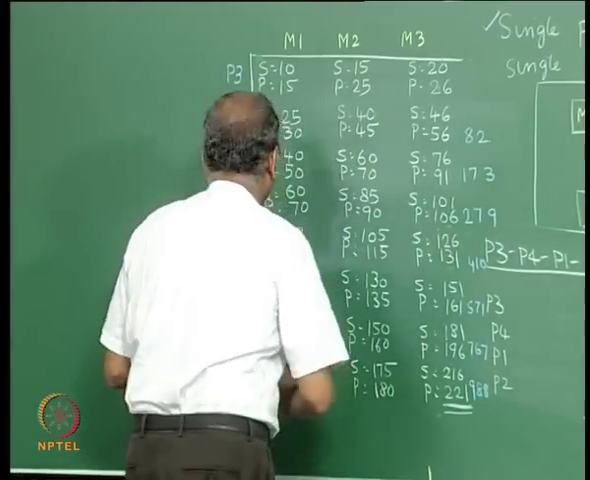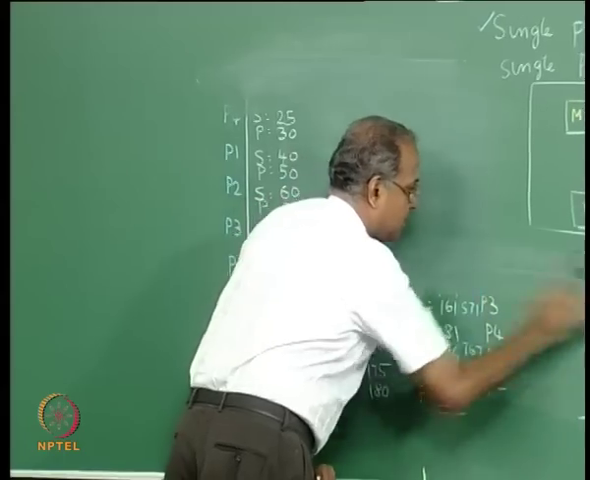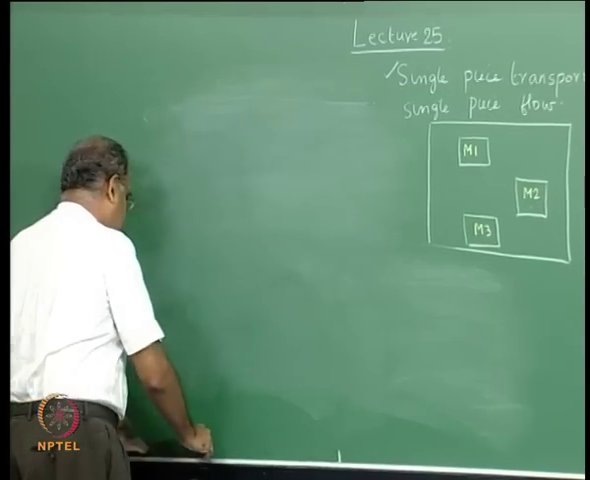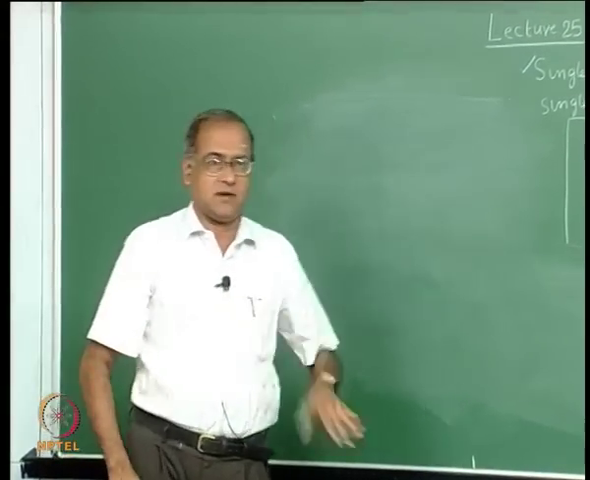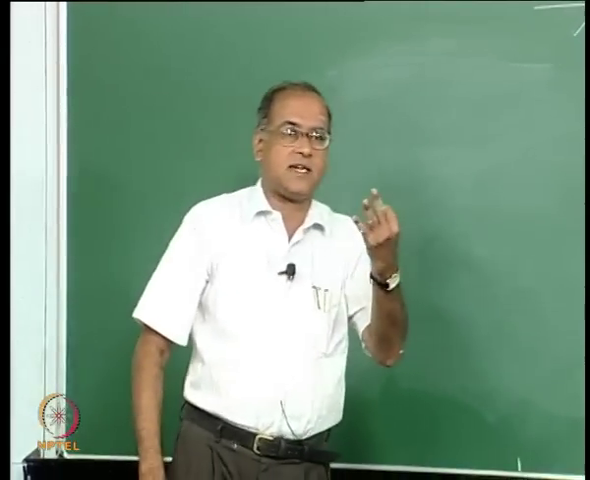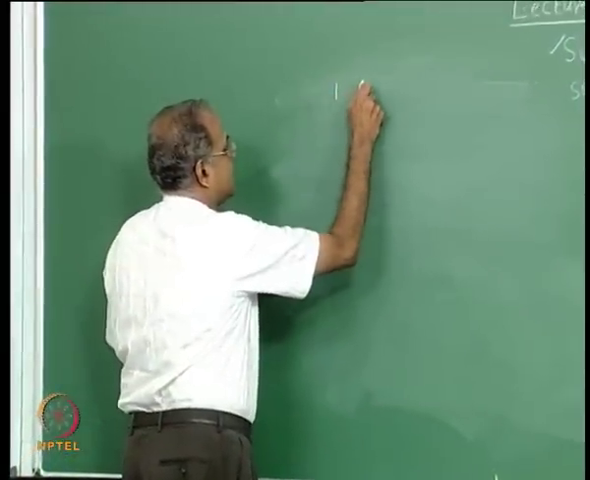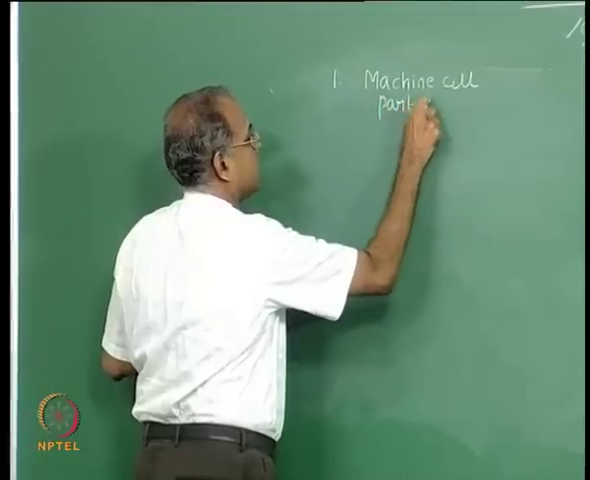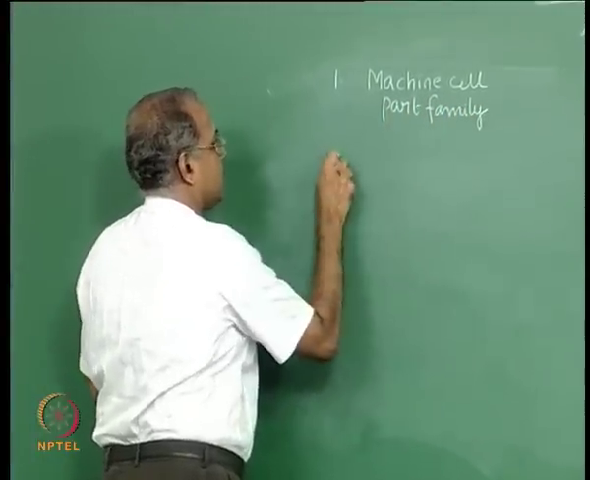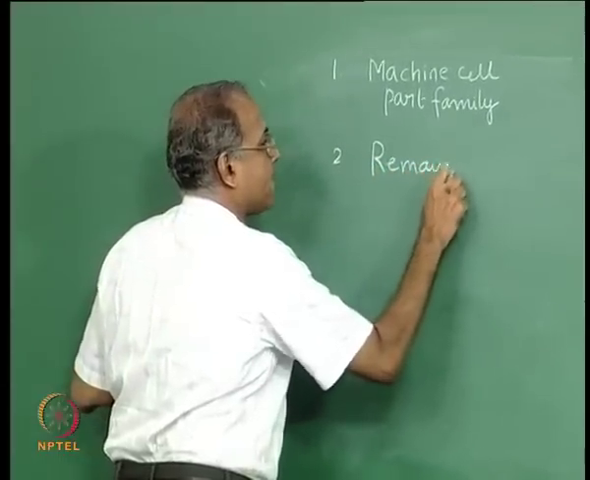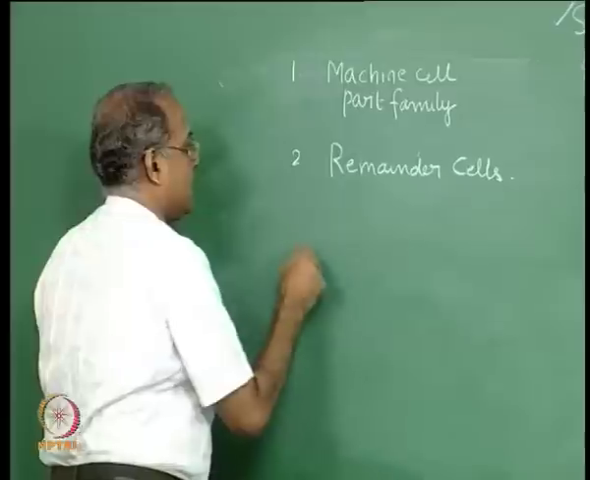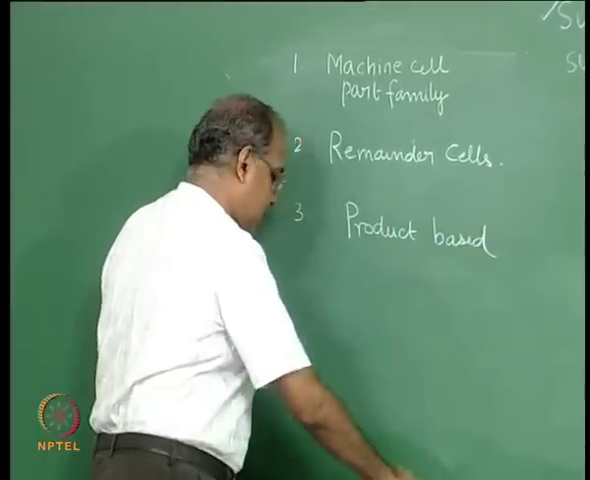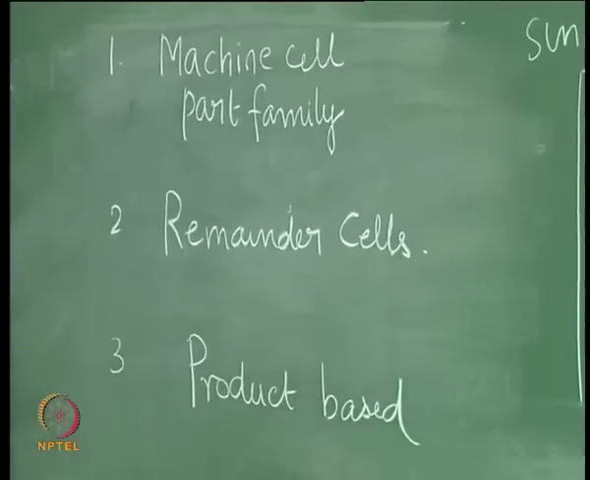So, what are the things that we have actually seen under sequencing and scheduling? Let me explain this in the context of the various types of cellular manufacturing systems that we have actually seen. So, in cell formation we have seen 3 types of cell formation. One which we could call the machine cell part family formation. Then we saw remainder cells, and then we saw product based cell formation.